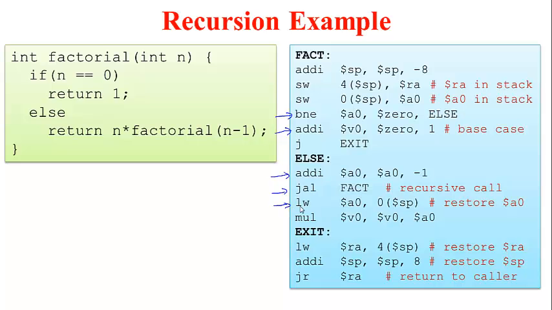So let me do load word. Here I actually don't know at this point when I'm writing the code the offset from $sp. So when I wrote it originally, I left this empty. It has to be restored somewhere from the stack, then multiply that with the return value from the recursive call, which is in $v0, and put the result also in $v0. So this is my return value. Now I'm ready to exit.